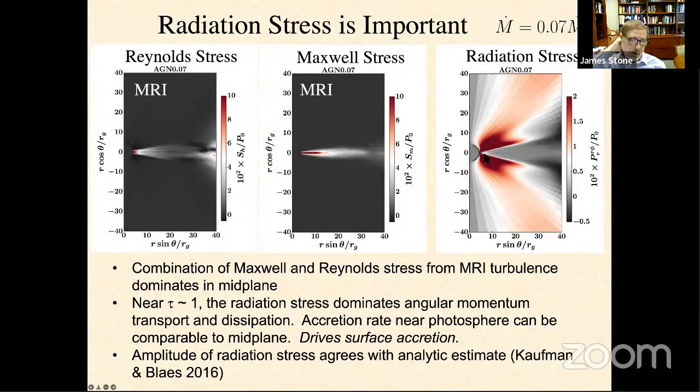And another difference with more approximate methods like M1 is that M1 cannot capture the non-diagonal components of the stress tensor. They're assumed to be 0 in M1, and so it's important to use these full transport methods again to assess the importance of the radiation stress on angular momentum transport as well.